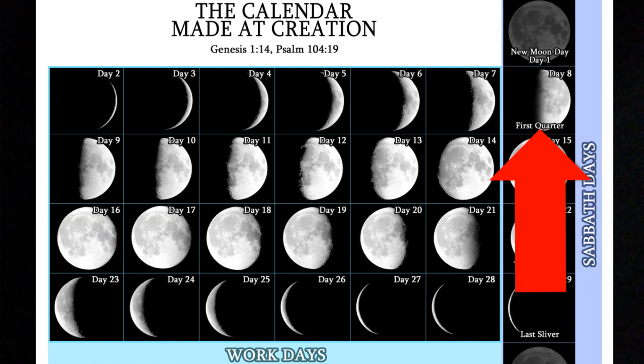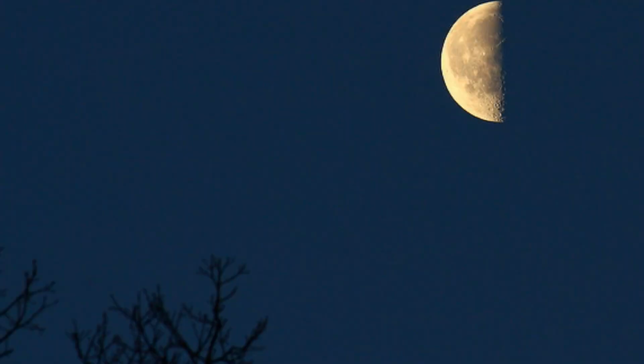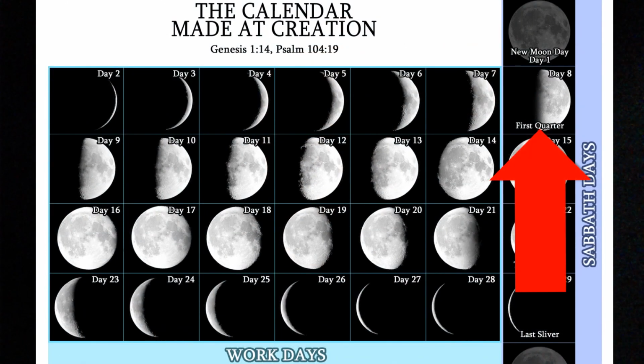On the first Sabbath of the month, the moon is usually 50% full, just like you see in this picture right here. Whenever you see the moon 50% full, it means that is the first Sabbath of the month. That's a Sabbath day. Then after the Sabbath day, you start counting again from the next day.